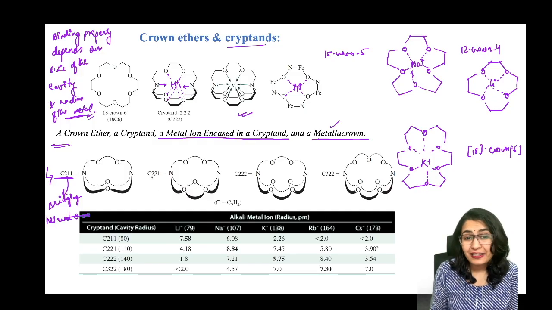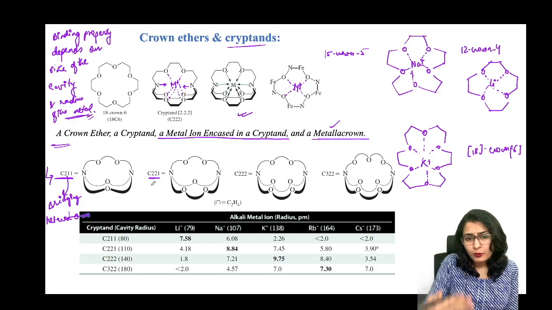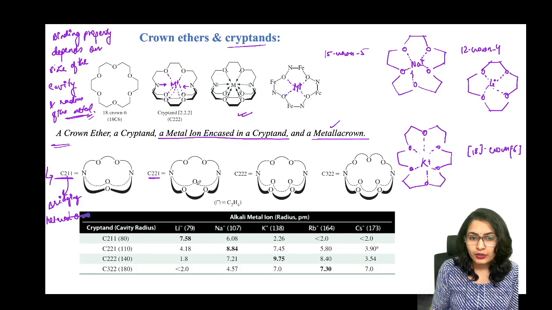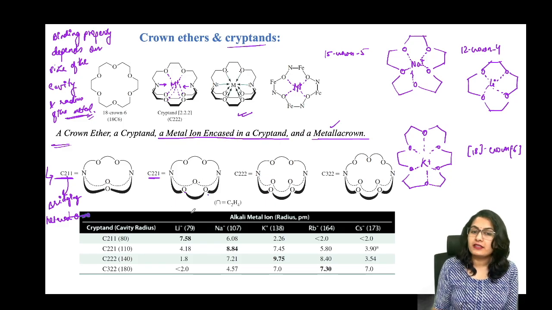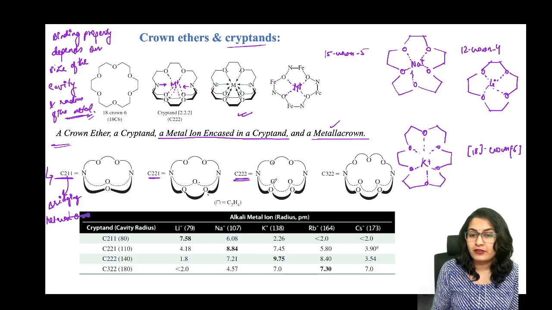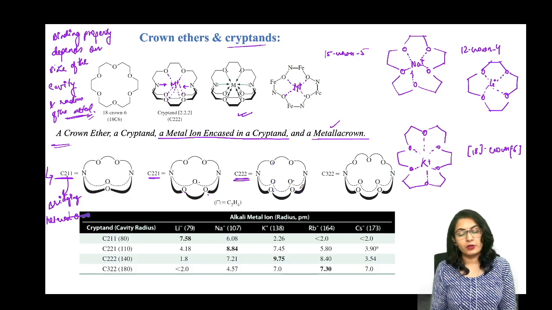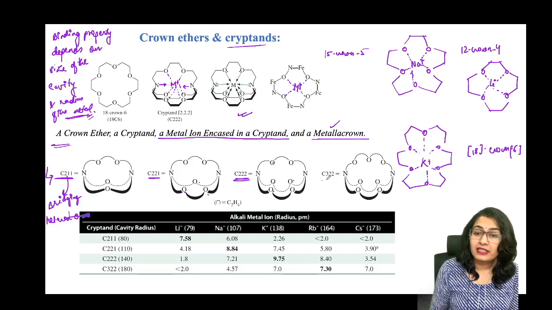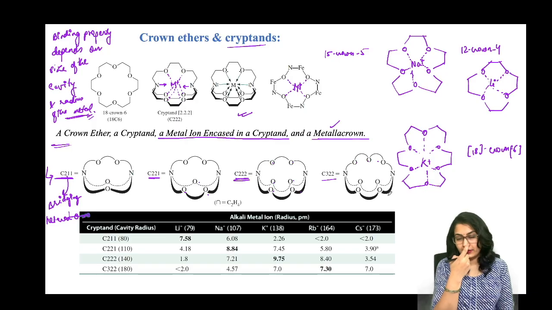Moving onwards, C221. 2 oxygens and 1 oxygen in the ring. 2, 2 and 1. This is how it is. Cavity size a little bit bigger. C222. That is everywhere there is going to be 2, 2, 2. Okay. Cavity size further increases. Now when I've taken C322, then what will happen? 1, 2, 3 will happen, and then 2 in this ring, 2 in this ring.